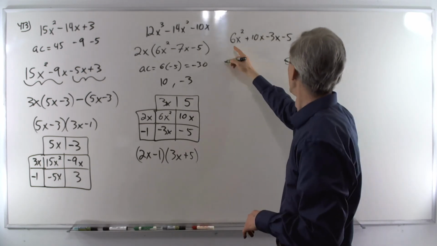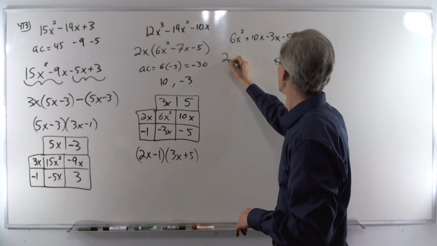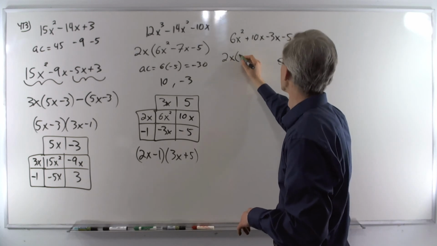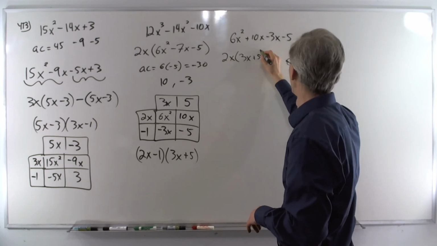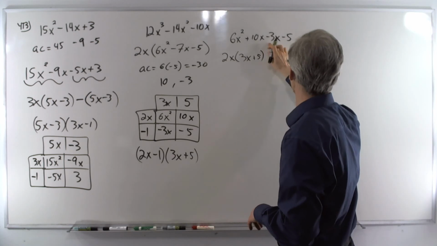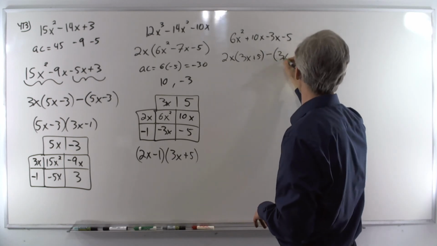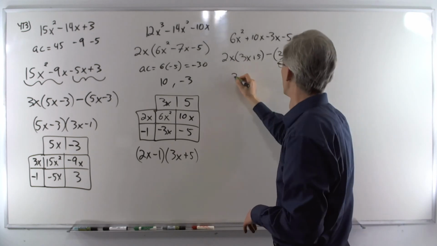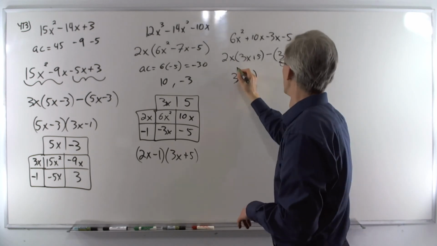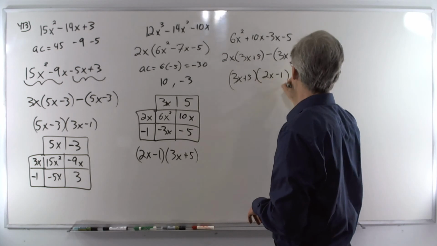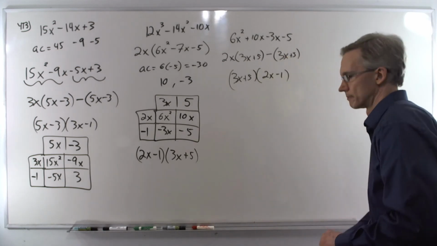Grouping. Here we can factor out 2x, and that gives us 3x plus 5. Here we got negative 3x minus 5, so the signs are switched. We'll pull out a negative 1, and we get 3x plus 5. 3x plus 5 times 2x minus 1.